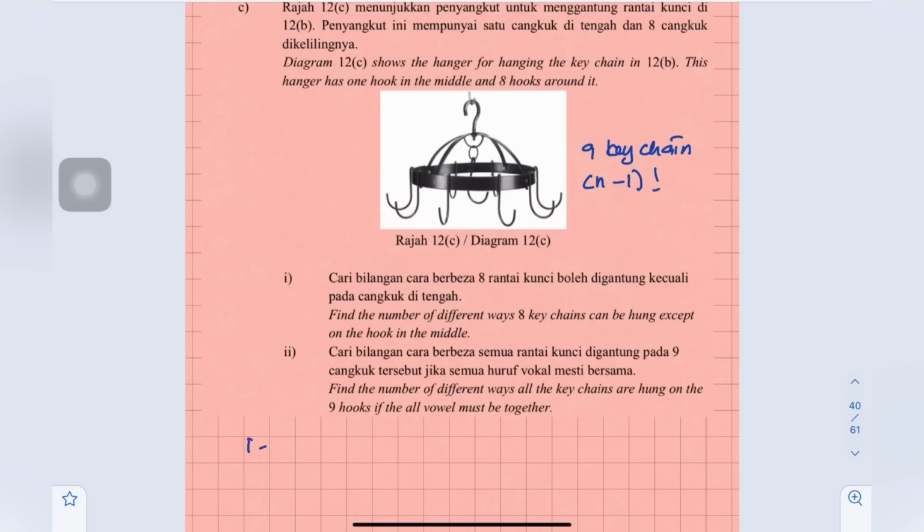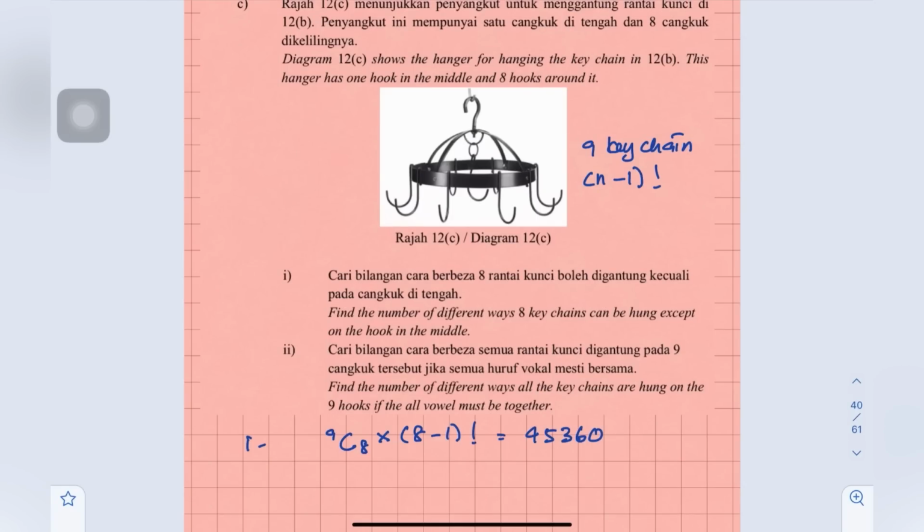Okay, so we have 9 keychains here, but only 8 hooks, because it says except the one in the middle. So we have to choose 8 from 9, 9C8. Once we have chosen 8, then we arrange them in the circle. Then 8 minus 1 factorial, which equals 45,360 ways.